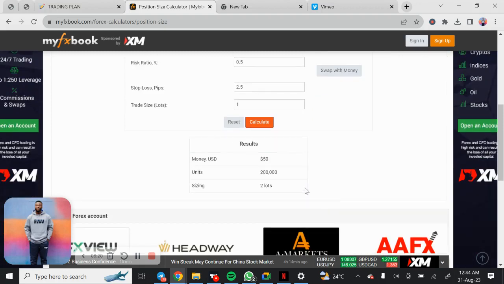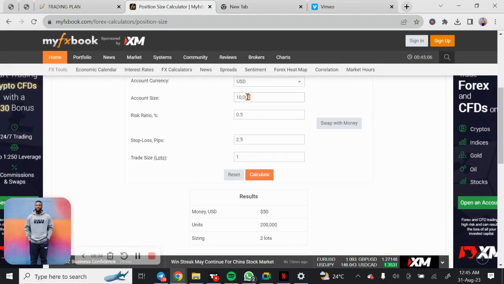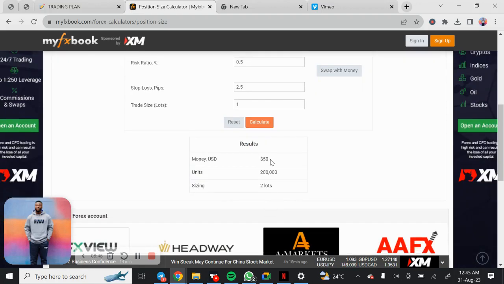When you scroll, you see what it gave you as results. So you are risking $50, which is 0.5%. Now this sizing, if you use two lot size on this account, you are risking this figure. So if this trade should go against you, you will lose $50. But if this trade should go in your favor, you get $250.